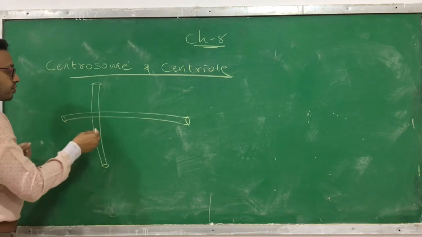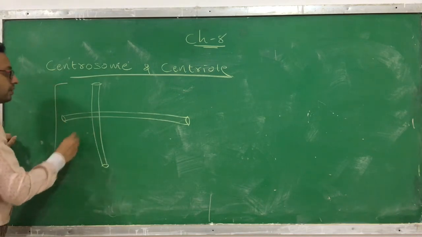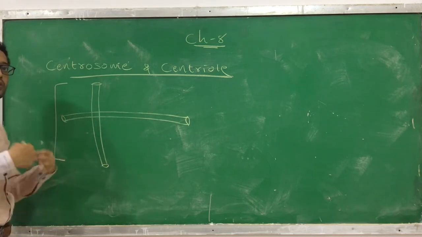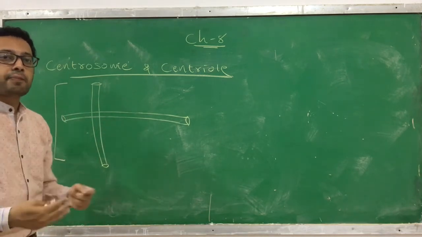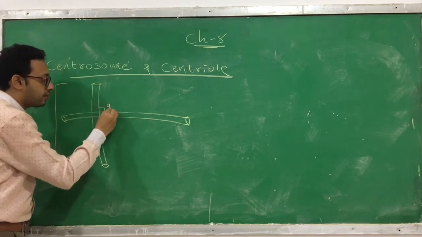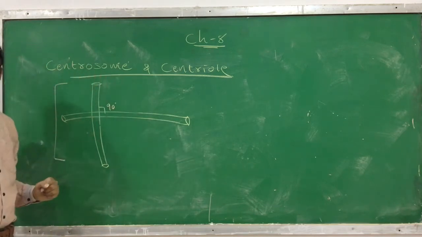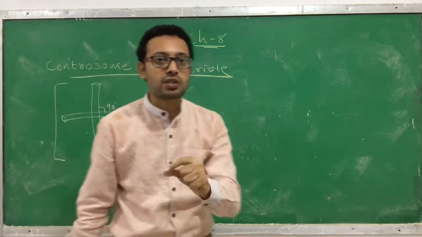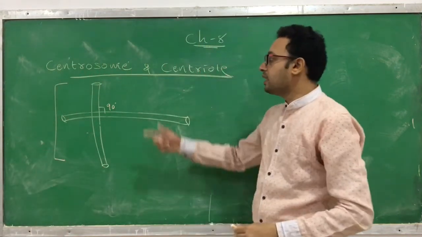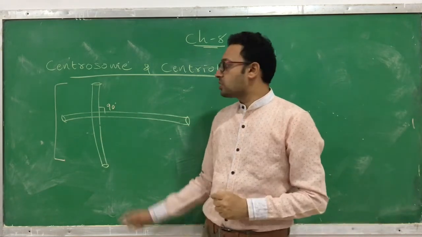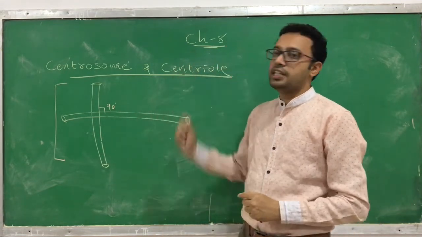Okay. So this individual one is called a centrosome. It consists of two filament structures. And how are they arranged? They are arranged perpendicular to each other. So the angle between them is 90 degrees. This is an important question which is going to be asked: what is the angle between two centrioles? Because this individual one is called a centriole.